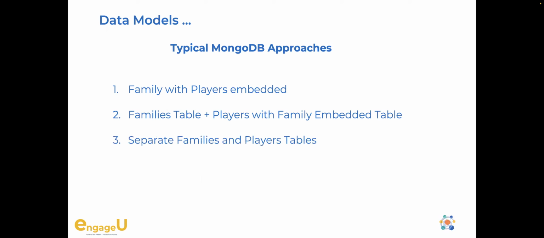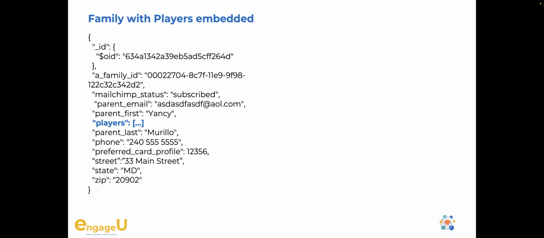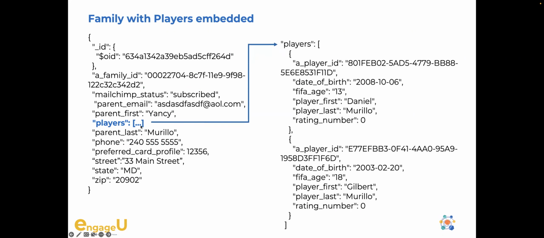And we can also have separate families and players tables, as we might in FileMaker. So a family with players embedded is a family object with an array of players. You see in bold there in blue. And that links to an array sub-element, which has a list of players, and you can have 4 or 5 or 6 of those, or even as many as you want in theory. So it's kind of like a repeating field in a way, or a set of repeating fields, but much more elegant, I think.